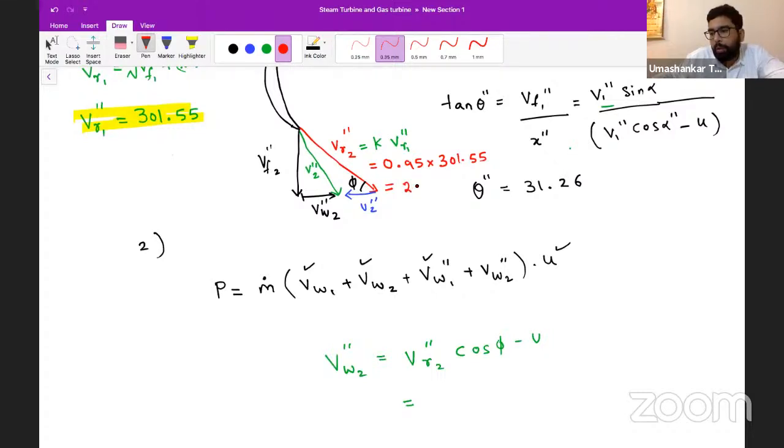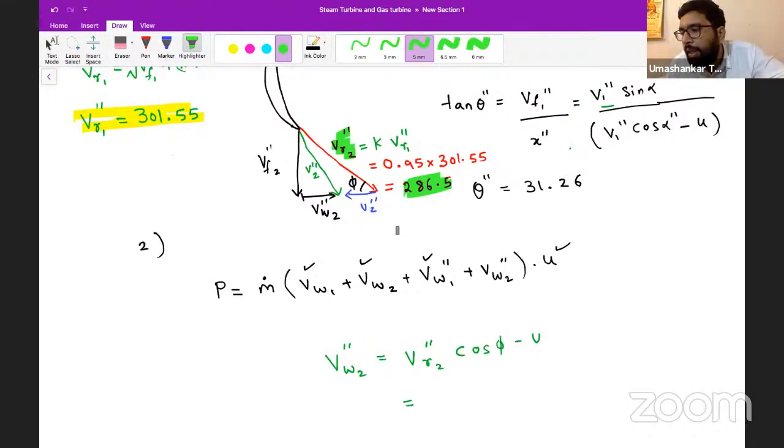So it is coming out to be 286.5, let's say. 286.5. So this is the value of VR2. Let us highlight it. This is VR2 double dash, as you can see it.